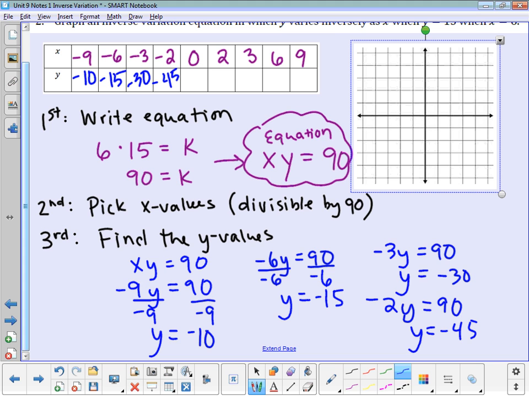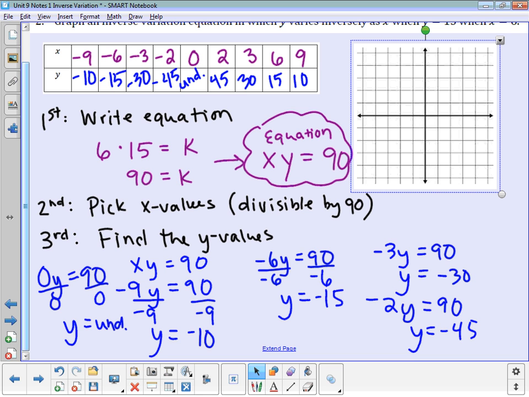Now take a look at what happens when we have 0. If I had 0, I have 0 times y is equal to 90. Now here I would divide by 0, but we can't divide by 0. That's not allowed. And if you try to type that into your calculator, you're going to get some sort of error. So this y value is actually undefined here. And we'll talk about what that looks like on the graph. And then I just turn and go back down. So I've got 45 here, I've got 30, then 15, then 10.